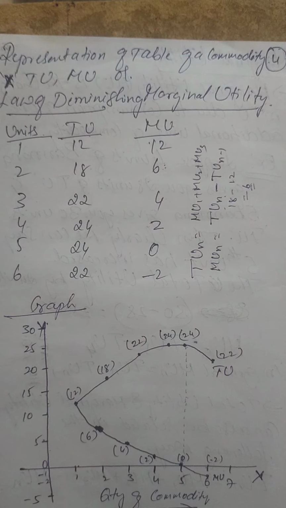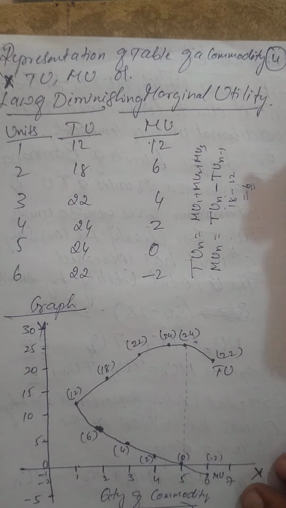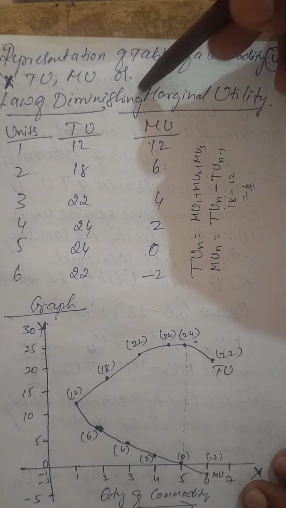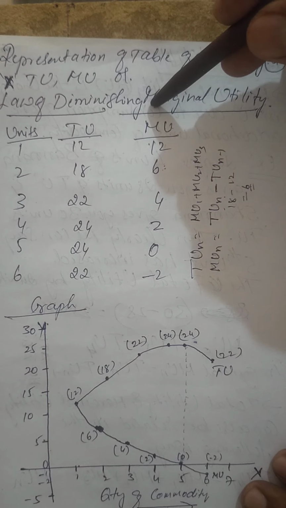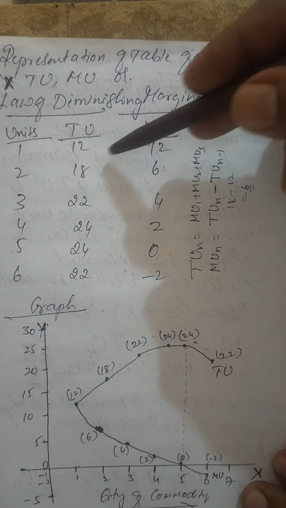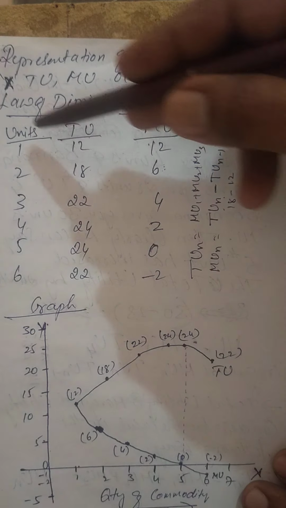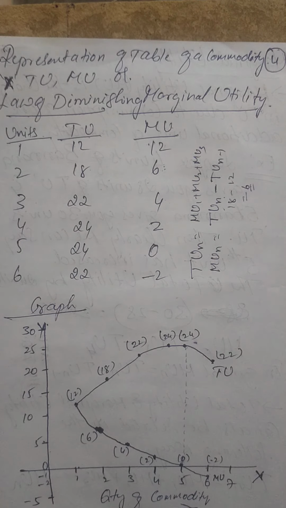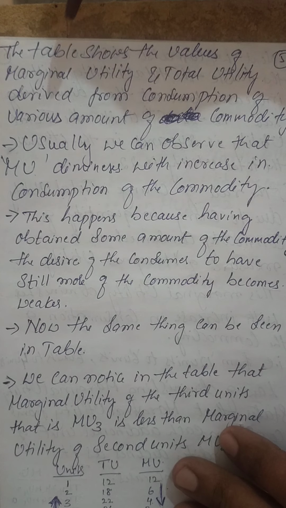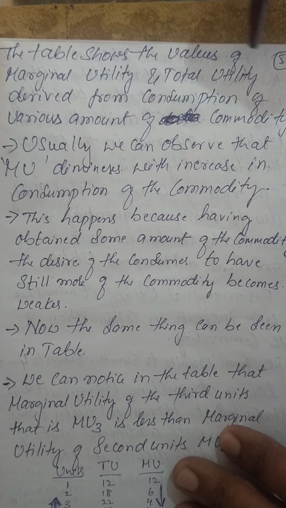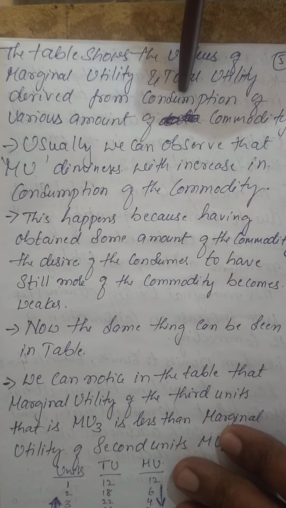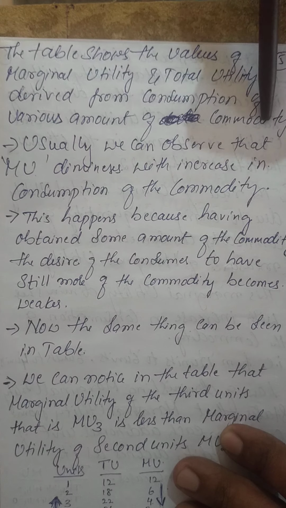See, this represents this particular law of diminishing marginal utility. They are particularly thinking about marginal utility here. So if marginal utility is decreasing or diminishing, what happens to the total utility with respect to the commodity consumed? That we can observe here. The table shows the values of marginal utility and total utility derived from consumption of various amounts of a commodity.